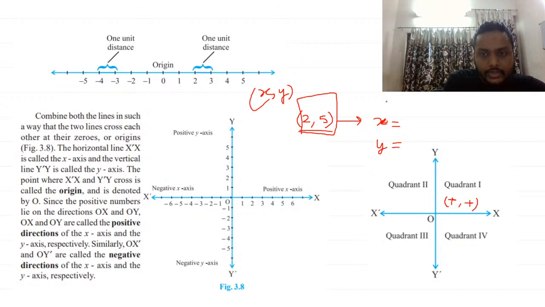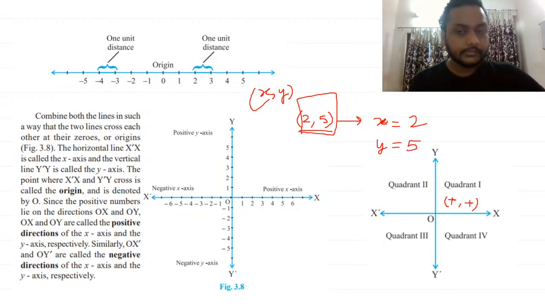Exactly. So if you see, guys, your x is nothing but 2, and your y is nothing but 5. Okay, cool. How will we plot it?